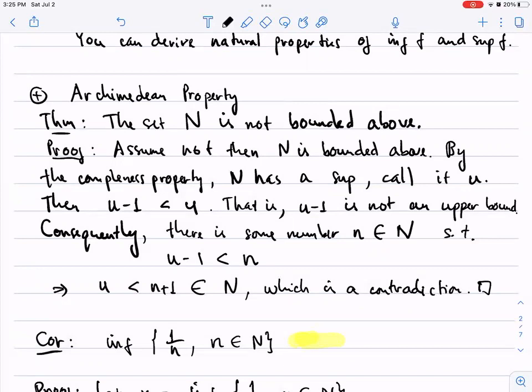But this is a contradiction because u is supposed to be the upper bound. But here, u is smaller than a natural number, smaller than an element in this set. That's why it is not an upper bound. That's why we arrive at a contradiction. As soon as you arrive at a contradiction, the original assumption must be false. And that's why N must not be bounded above.